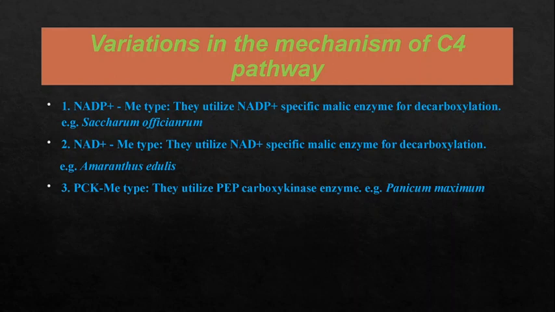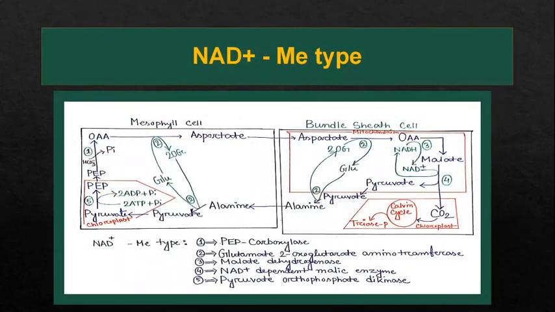The mechanism of C4 pathway described earlier is of NADP plus ME type, but it shows a generalized picture of the C4 pathway. That's why, before going to different categories of C4 pathway, I am going to start with NAD plus ME type, just because I have described NADP plus ME type as a generalized version.